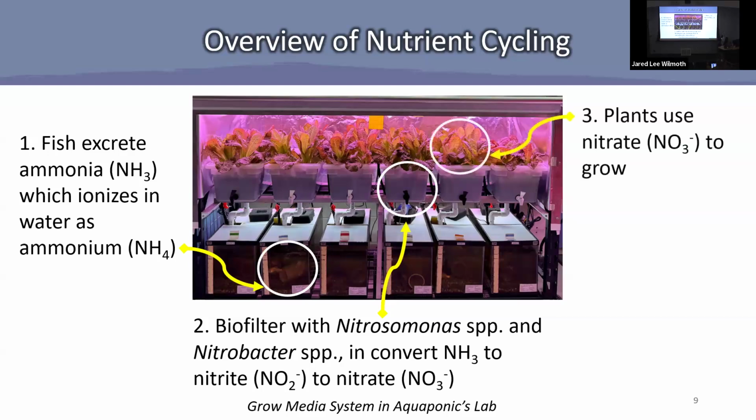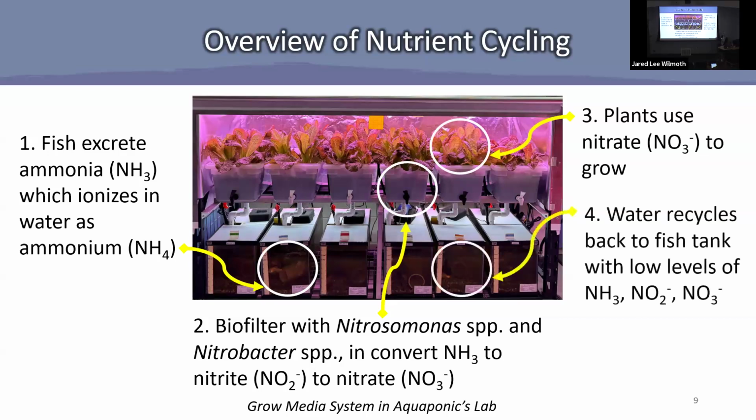Finally, when it's converted into nitrate, plants use that as a source of nitrogen to grow. And you can see this plumbing right here that goes from the grow bed down to the fish tanks. So the recycled water goes back down here, hopefully with low levels of ammonia, nitrites, and nitrates.